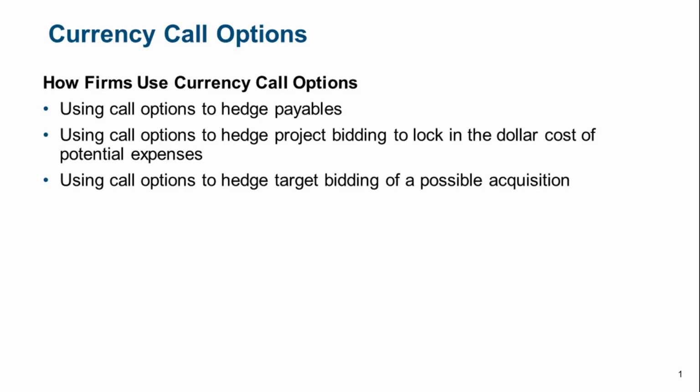Companies use call options in a few ways. They can hedge payables in foreign currency, lock in costs when bidding on projects abroad, or secure favorable rates for potential acquisitions.